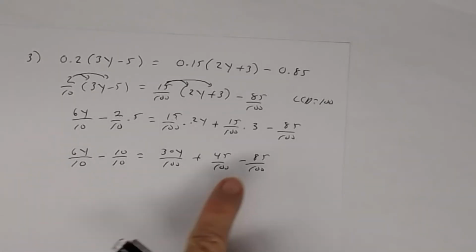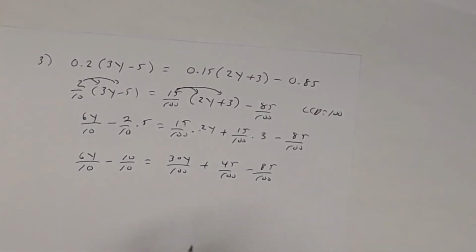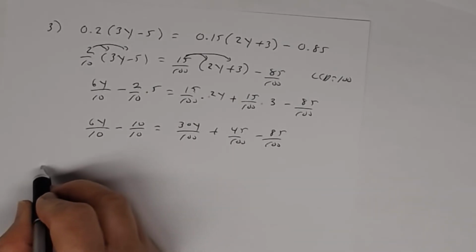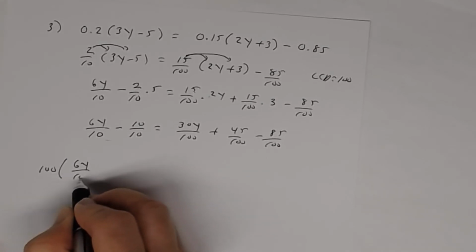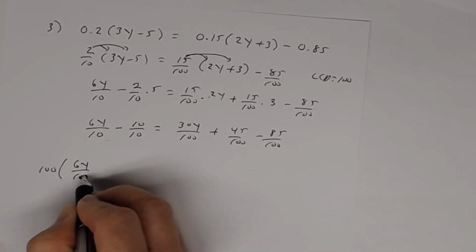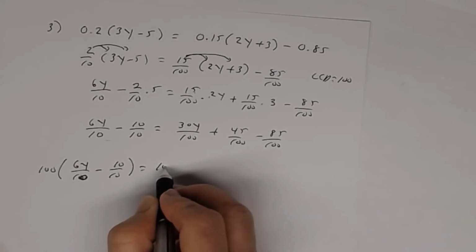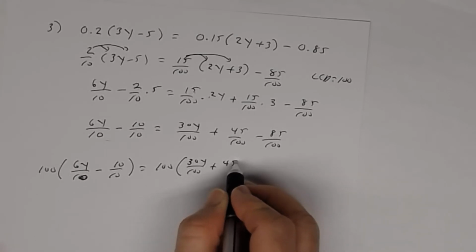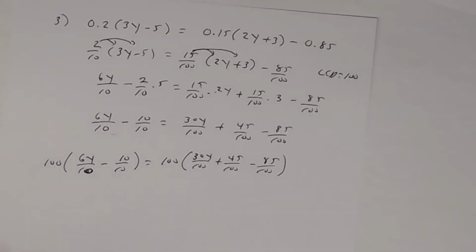At this point, I would go ahead and multiply both sides by the least common denominator, just like we did here. So let's put both sides in parentheses, and we're going to multiply by 100. So I get 100 times the left-hand side, so 6y over 10, minus 10 over 10, equals 100 times 30y over 100 plus 45 over 100 minus 85 over 100. All right, that's what I would do.